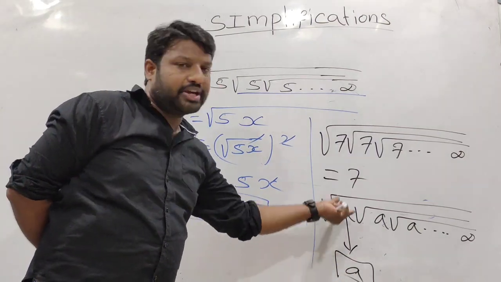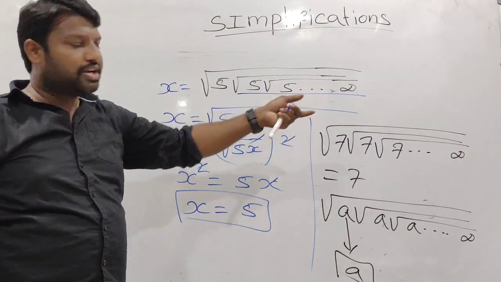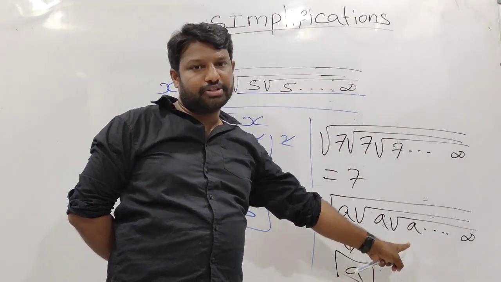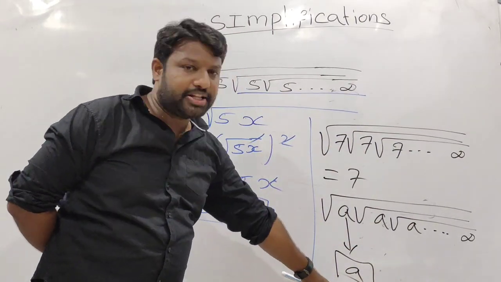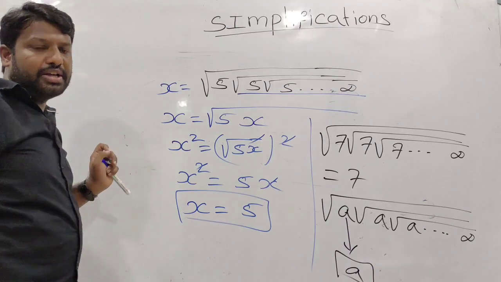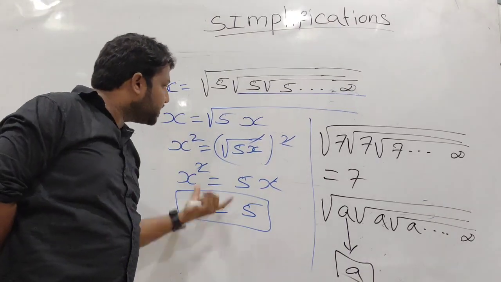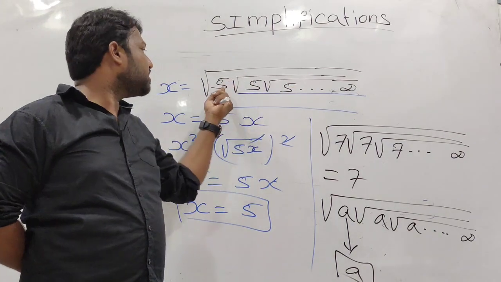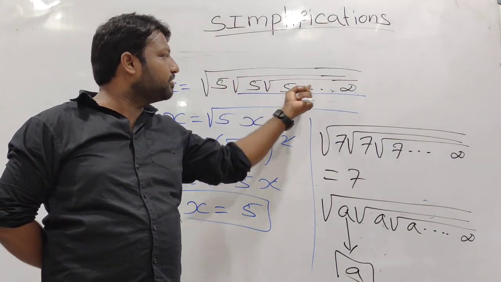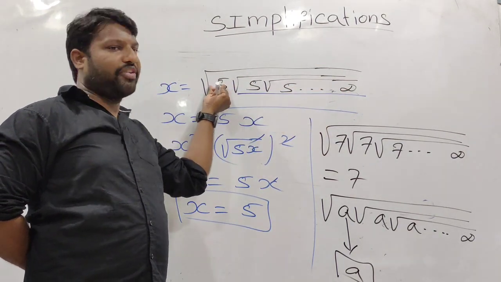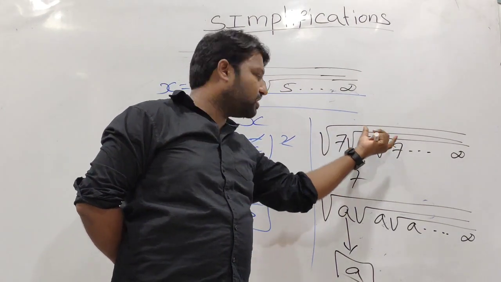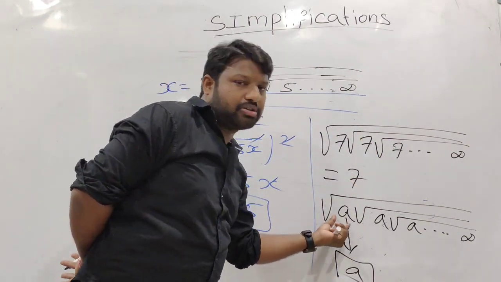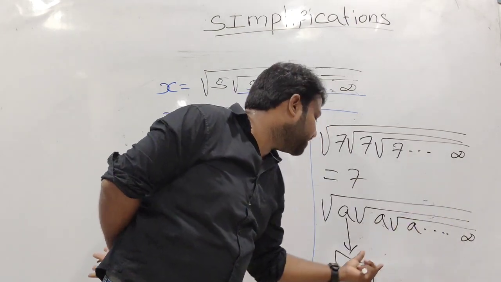So a can be 5, a can be 6, a can be 10, a can be 12. If it is in product, root a into root a into root a into up to infinity, then the answer is directly a. This is a basic method. You have to solve it like this, or directly remember this. If the terms are in product, root 5 into root 5 into root 5 up to infinity, then the answer is directly 5. Same for 7. Root a into root a into root a up to infinity, the answer is a.